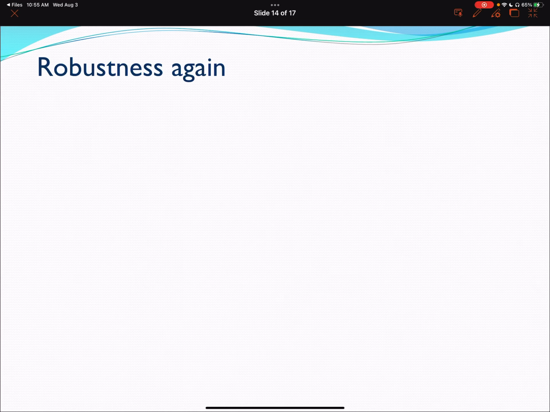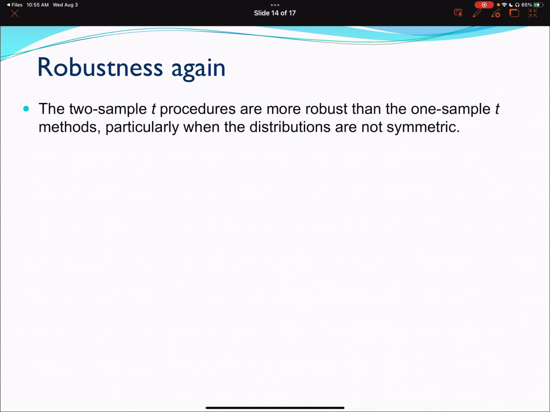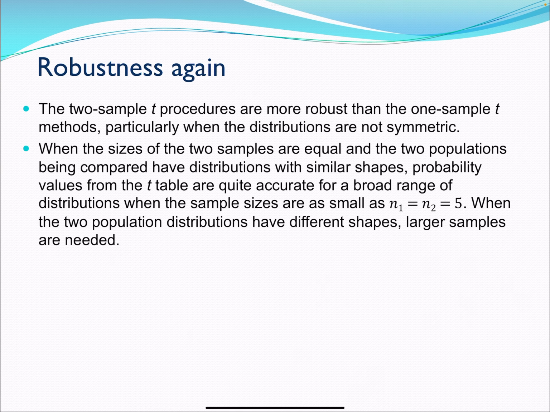So we need to talk about robustness again. We did this in chapter 20, but let's revisit it now that we're working in two sample T procedures. Two sample T procedures are more robust than the one sample T methods, particularly when our distributions are not symmetric, right? When the size of our two samples are equal and the two populations being compared have distributions with similar shapes, the probability values from the t-table are quite accurate for a broad range of distributions, even when our sample sizes are really small, which is kind of shocking.